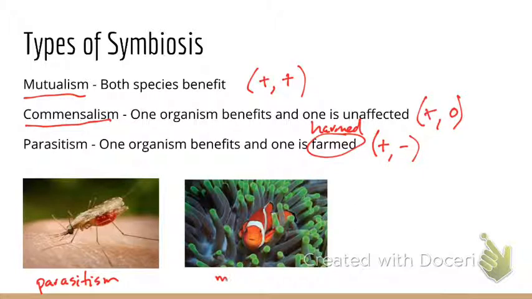This is an example of mutualism. Here's the clownfish. The clownfish gets protection from the sea anemone because the sea anemone is stinging, but the clownfish actually is not affected by the sting. So the clownfish gets protection, so plus for the clownfish. And the sea anemone actually gets food because the clownfish eats the leftovers, which kind of go to the sea anemone. So this is mutualism.